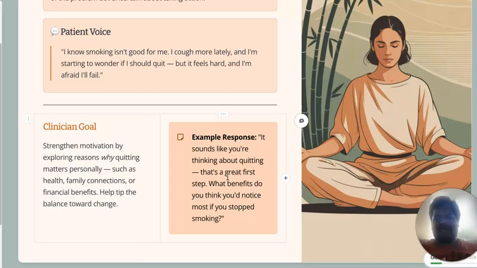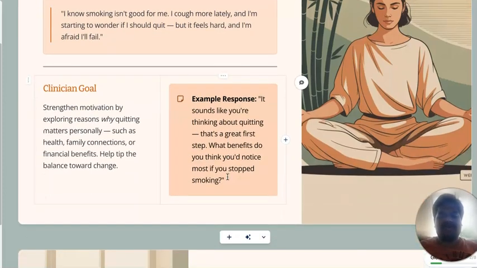So when you understand that this person is in the contemplation phase, you will try to understand what can be the best motivation for this person. So you ask, what benefits do you think you will notice most if you stop smoking? When he says, I think if I quit smoking my health gets better, then you can target health benefits more while counseling the patient. Similarly, if he mentions finances, you can talk more about saving. So we have to identify the contemplation phase too.